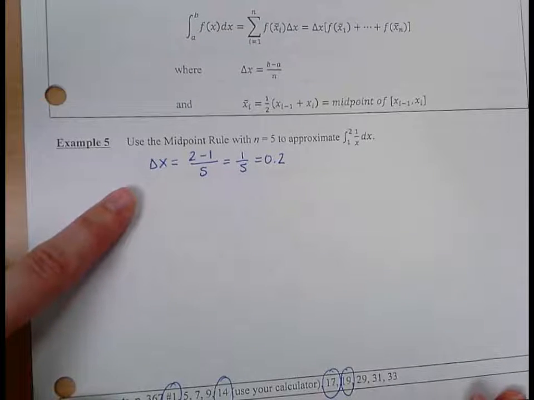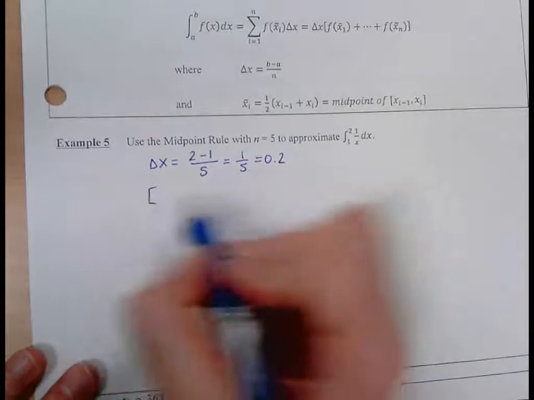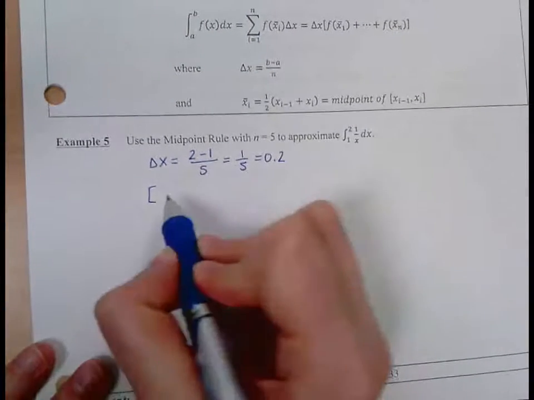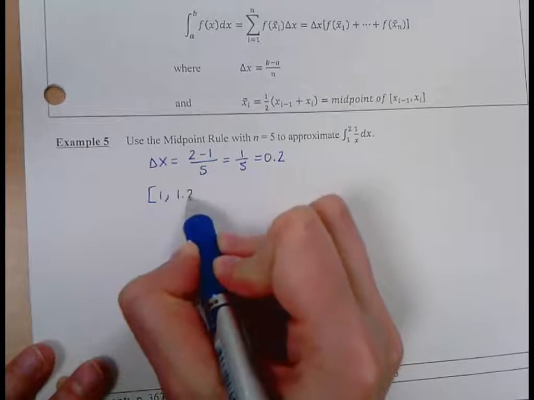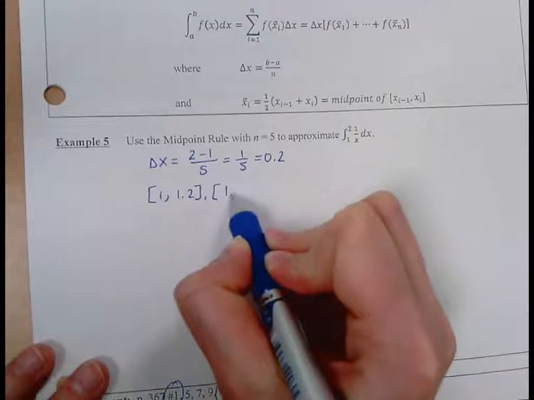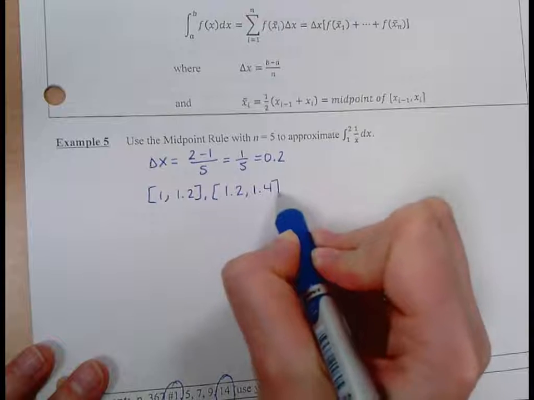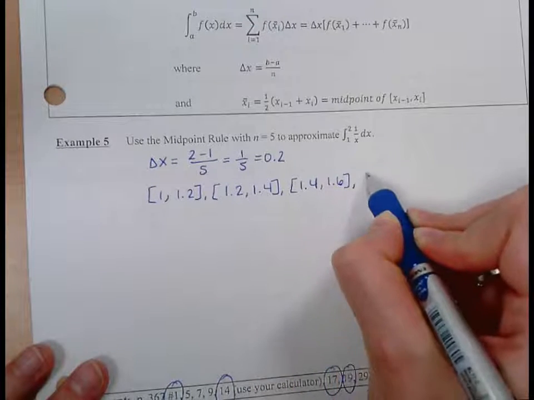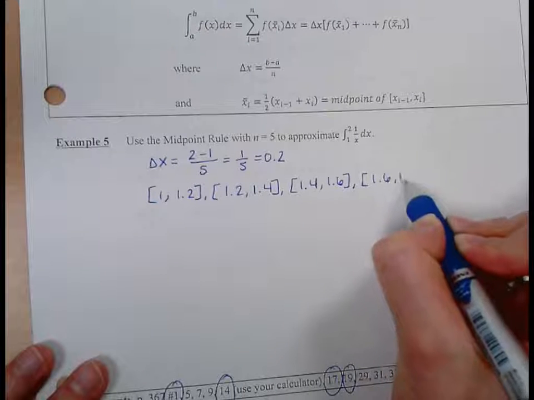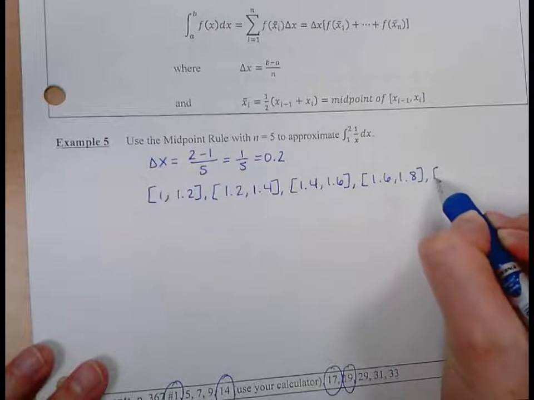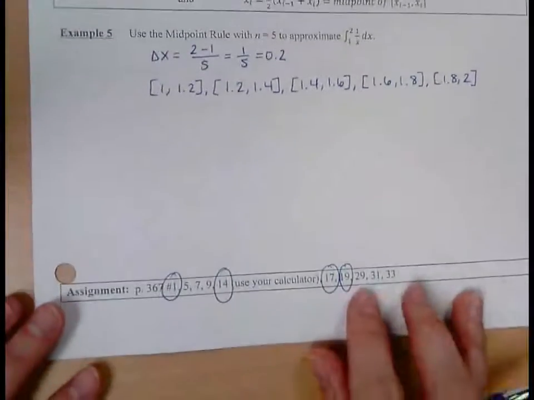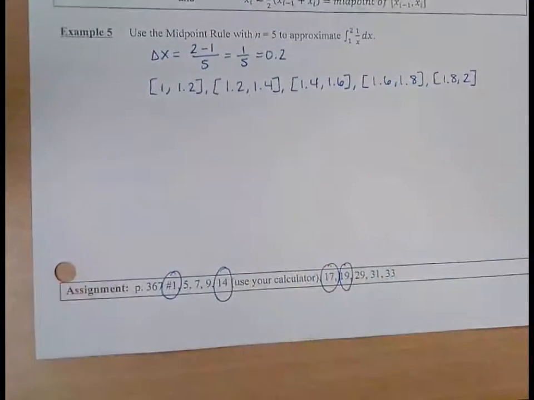And then I'm going to write out the intervals we have. We're starting at 1 and going every 0.2. We have 5 intervals. So we'd have 1 to 1.2, 1.2 to 1.4, and so on. Okay, this is really up to you if actually writing those out is helpful. It's helpful to me, that's why I write them out.